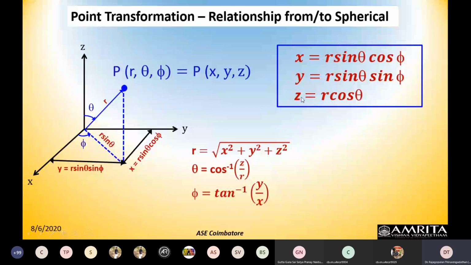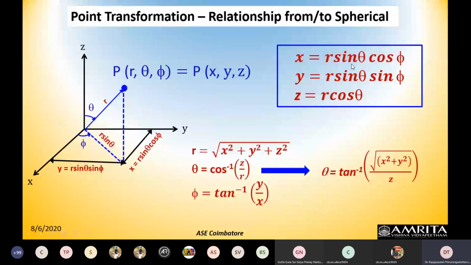And theta is nothing but the cos inverse of z by r, but I do not know what is r. So I can substitute the value of r, writing this r value over here. Alternatively, I can also do it another way.